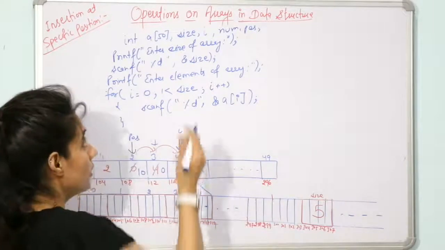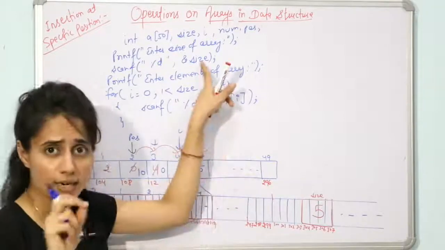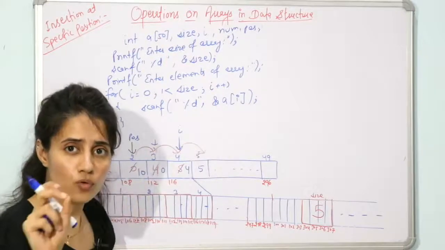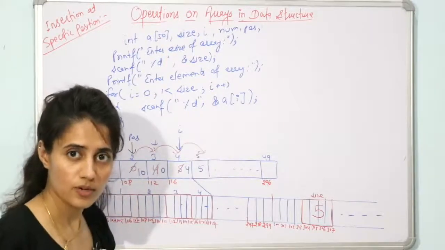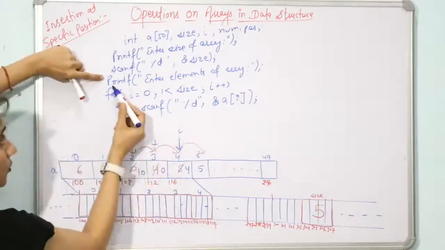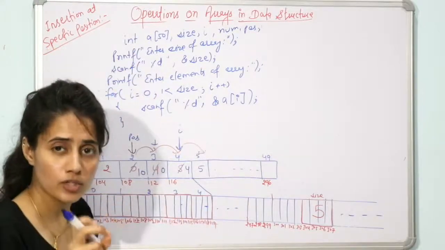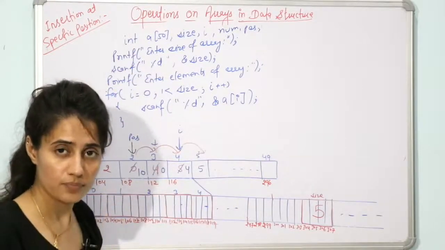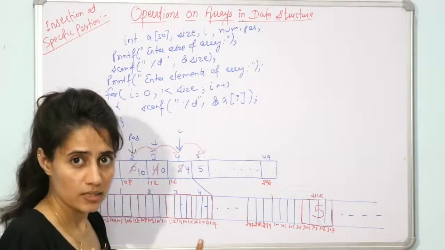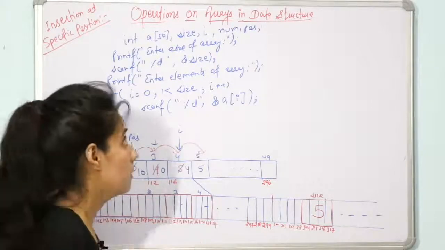Fine. So now after the scanf, you will write if this size is greater than 50, then you will print overflow condition. You cannot insert. Fine. And after that, in the else block you will write the rest of the code. This is how we are going to check the boundaries, the upper bound of the array. Because I have told you there is no concept of bound checking of arrays in C. So the programmer has to write the code itself for checking the boundaries.